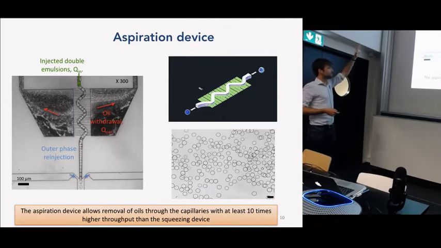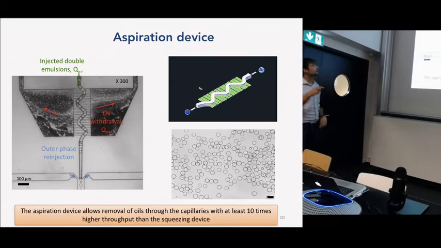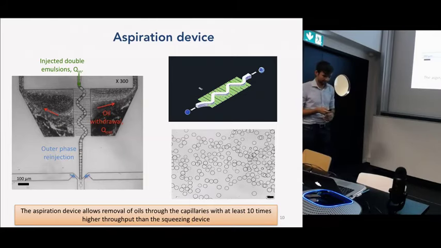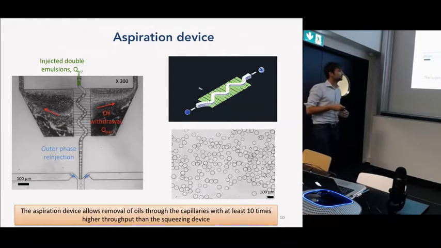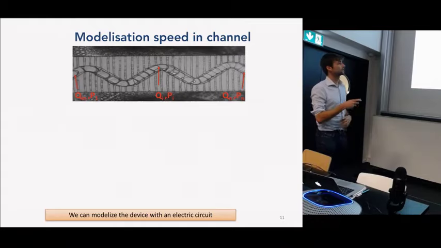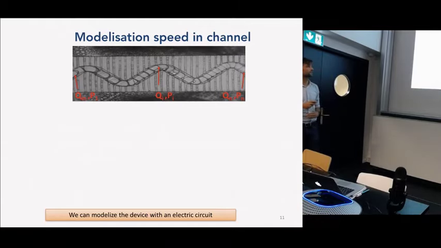But then, okay, so this is a device which has 30 channels, so 30 intersections. We can control this with the injection that we put, but also how fast we withdraw the oil from the microcapillaries. And to understand better, we try to do a modelization of this device. So what you need to understand first is that at each intersection, for example intersection 1, intersection i, intersection N, there is a certain flow rate and a certain pressure. And each of these channels has its own resistance.